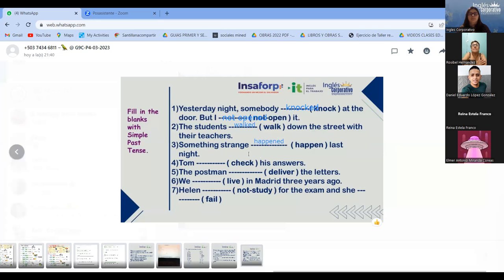Last night, Tom checked his answers. ¿En serio qué? La última noche. Leandro. Me visto mi va. Ahí están.